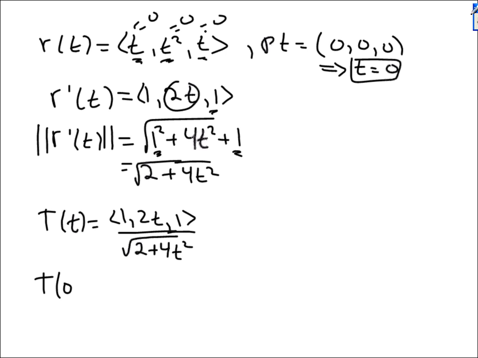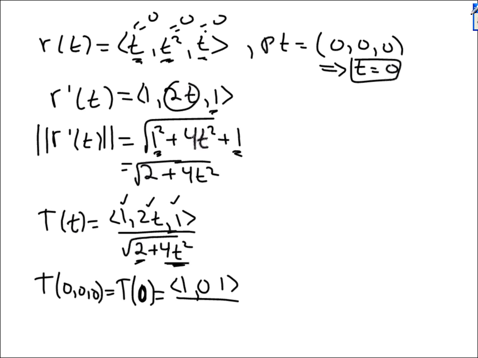Well, the slope at 0, 0, 0, which means in this case t is 0. That is T of 0. Not the 0 vector, but actually the number 0 this time. T equals 0. So we get 1, 0, 1. 2 times 0 is 0, divided by 4t squared is 0. 2 plus 0 is 2. So it's the square root of 2 over 2 times 1, 0, 1.